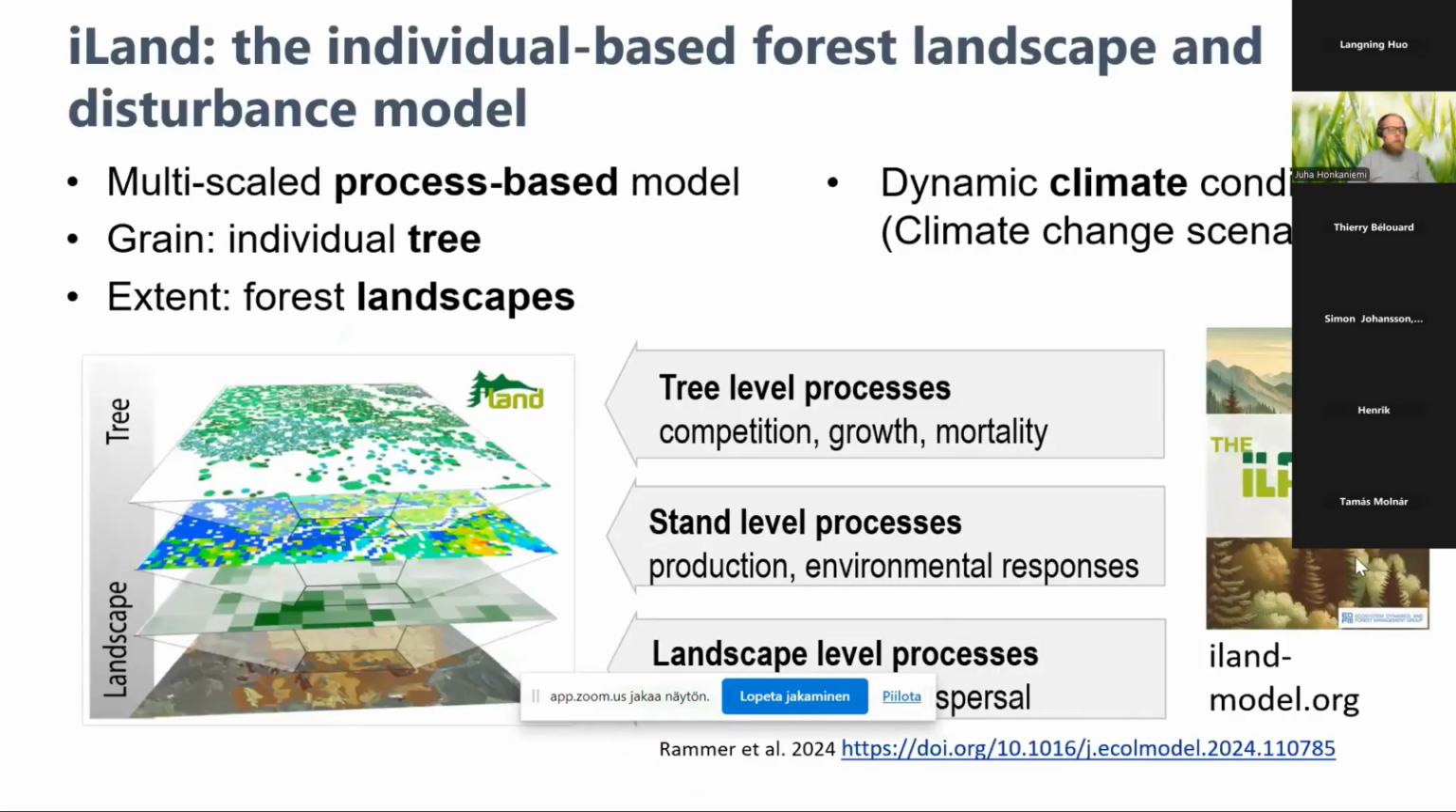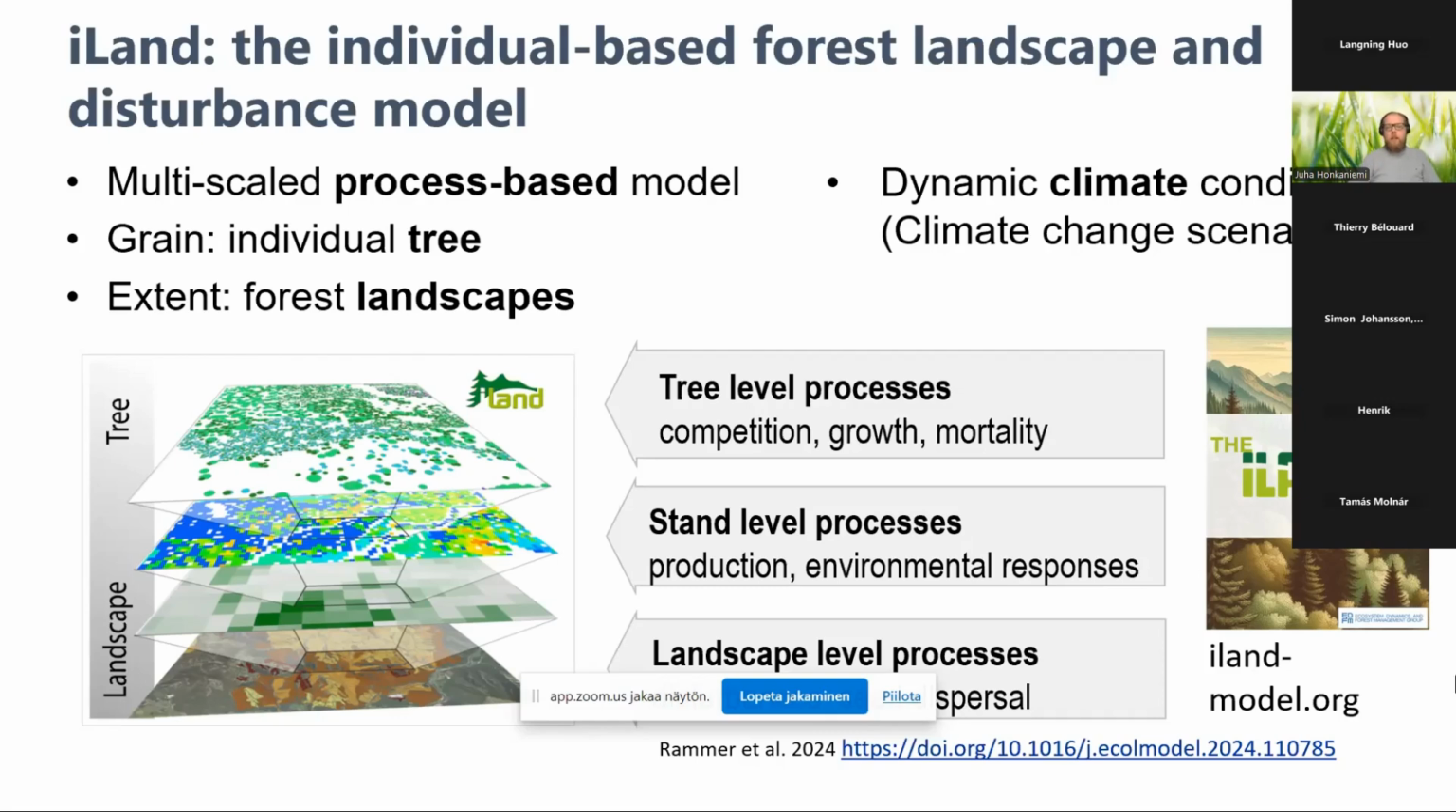And what we are doing at Luke to achieve this: we are working with a model called iLand, the individual-based forest landscape and disturbance model, which is a multi-scaled process-based model. And what that means is that it starts from the grain of individual trees and simulates into extent of forest landscapes. And we have these different processes in the model at different scales.